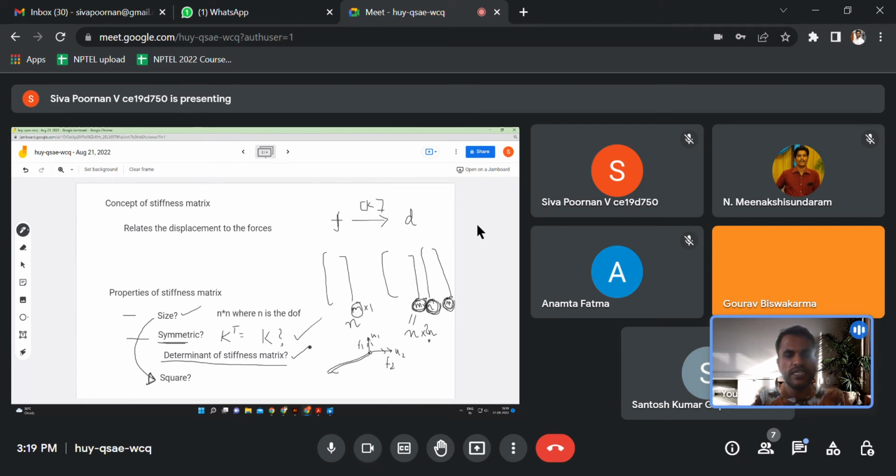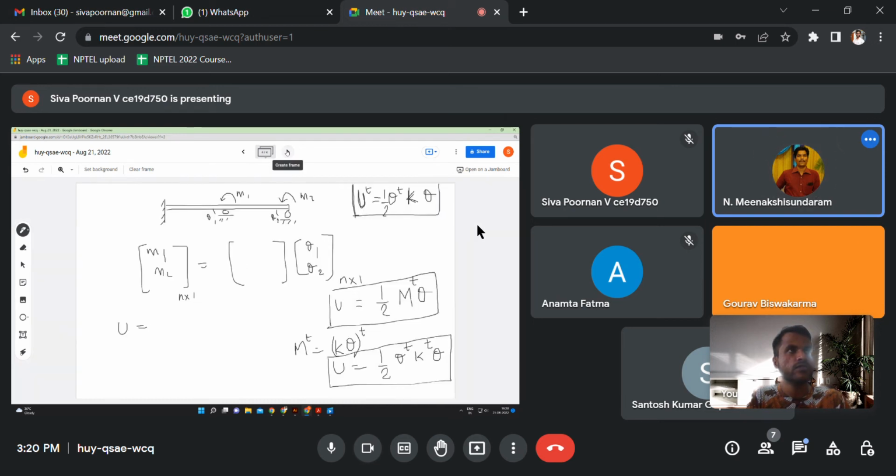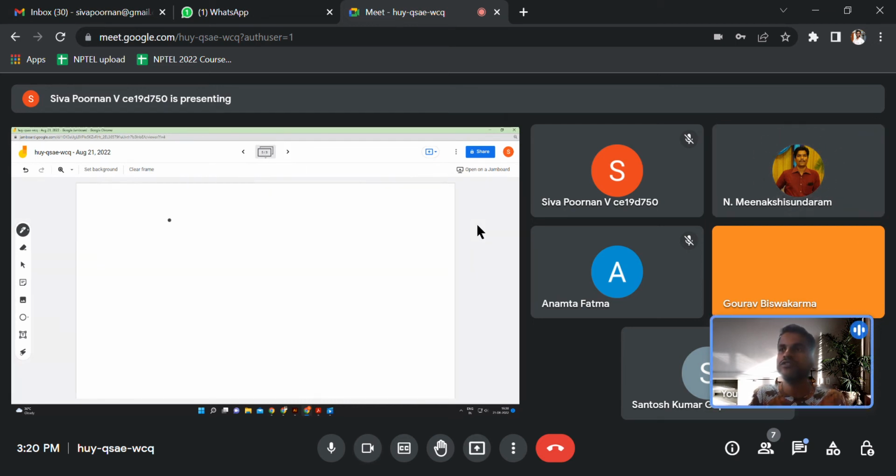And why does it happen? What is the reason? So structure is unstable. Okay, structure is unstable, so stiffness matrix becomes singular. Why should the structure becoming unstable make the stiffness matrix singular? What is the reason?